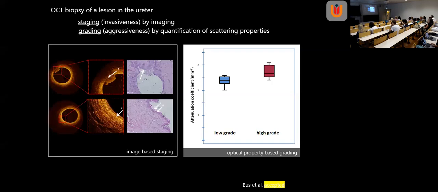And then the grade, the aggressiveness, we hypothesized that we could assess by measuring other data from the images. So just like with the eye, extra information here. We quantified the scattering properties to see if we could distinguish between low grade and high grade tumors. Well, the result is over there. It's a small difference. It's not too big in this case, but there is indeed a difference.